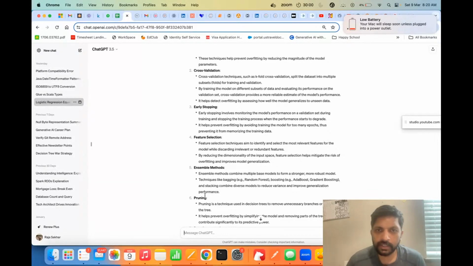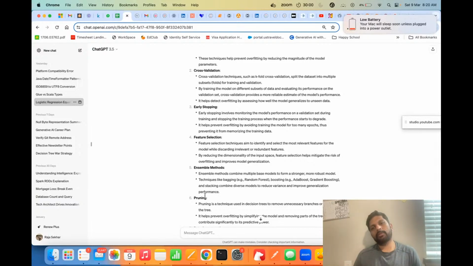Feature selection techniques aim to identify and select the most relevant features for the model, while discarding the irrelevant or redundant features. By reducing the dimensionality of the input space, feature selection helps reduce the risk of overfitting and improves model generalization. Okay.